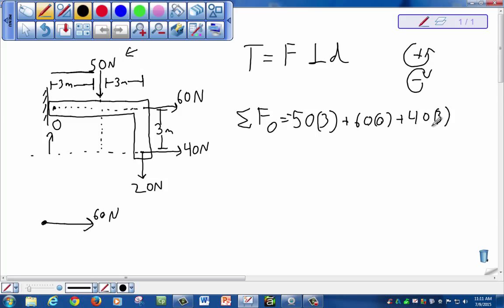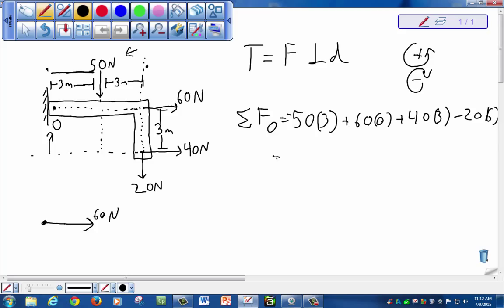And then finally we have the 20 Newton force. Now the line of action on that one goes up like this, and the total distance from this point to where point O is 6 meters. So we have, oh, and also this will be pulling point O clockwise, so then it will be negative. So we have 20 newtons times the distance of 6.